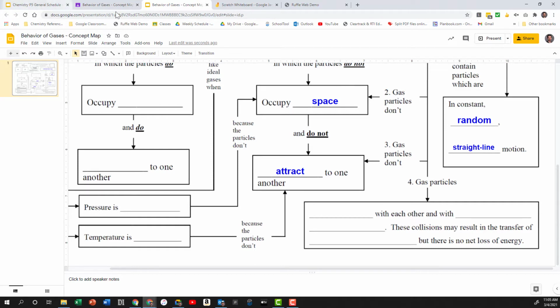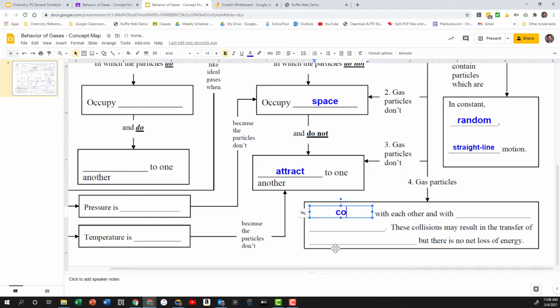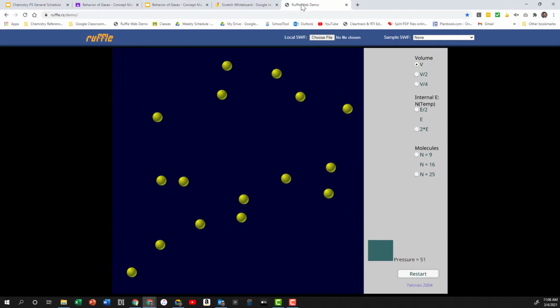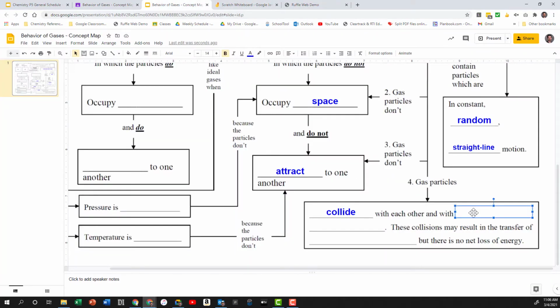What are they doing to each other? Well, and this is the last one. Gas particles, what with each other? What do they do with each other? Hit, or the word we use is collide. They collide with each other. What else do they collide with? The walls, right, the sides of the container. With the sides of the container.